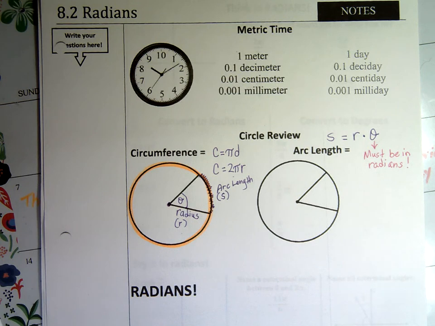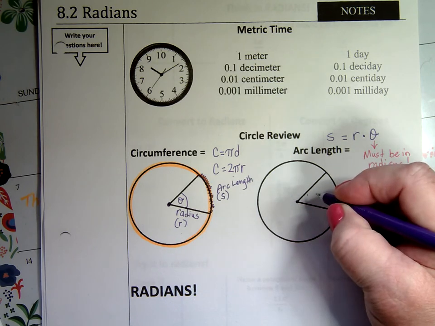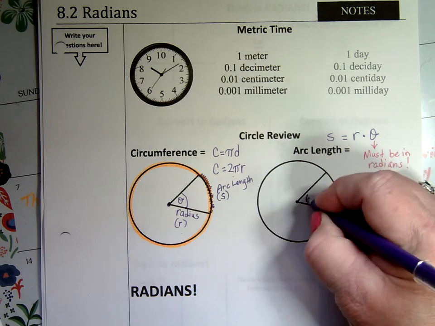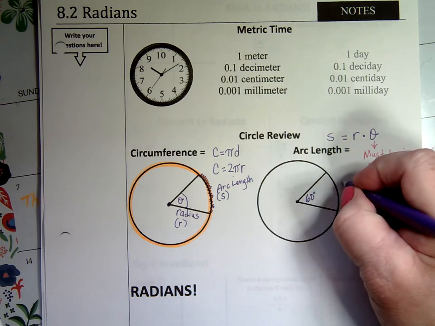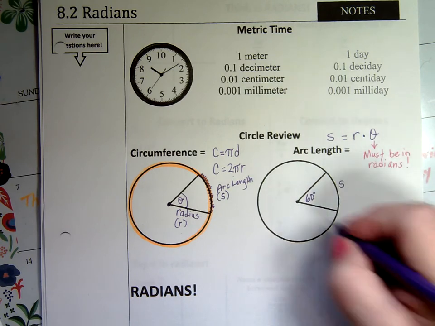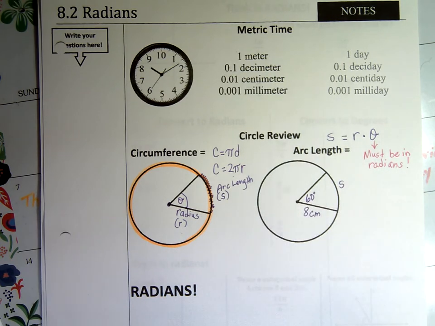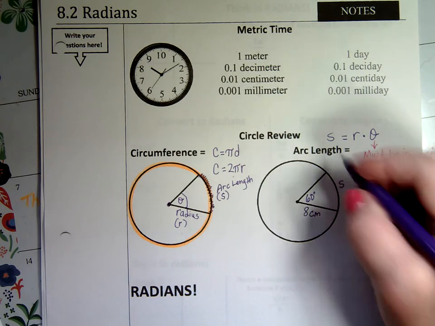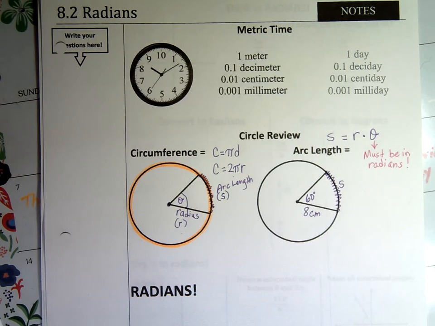So let me give you an example. If I say that this angle is actually 60 degrees, we'll use degrees first, and then I'll talk about that a little bit. This is your S, that's your arc length, and your radius is 8 centimeters. And I say to you, find for me the arc length. So that's the distance from here to there. I want to know how big that is.